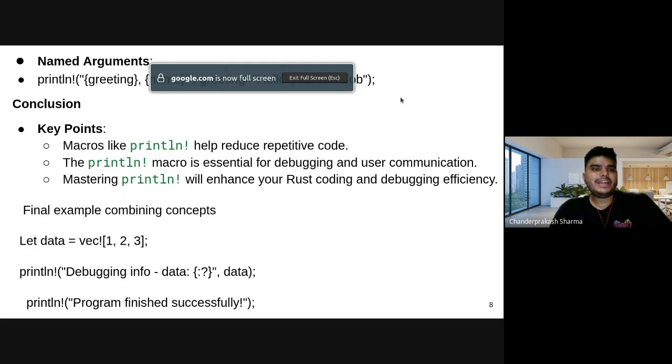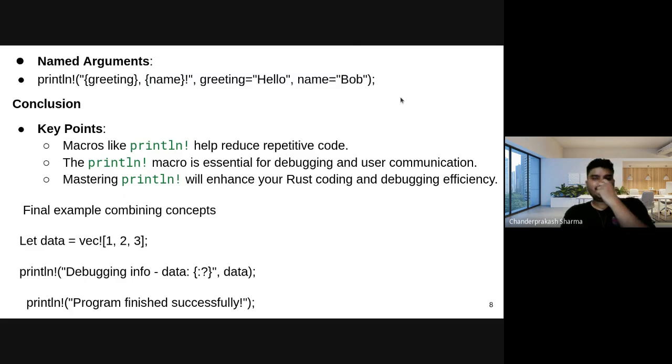Okay, let's move to the next slide. Now we are taking another example. I want to give you one homework, guys. Using this named argument with the println macro, just try around 5 to 6 code examples using different arguments. If you feel any difficulty, just reach out to me on my social media handles, in the chat, or in the comment box.